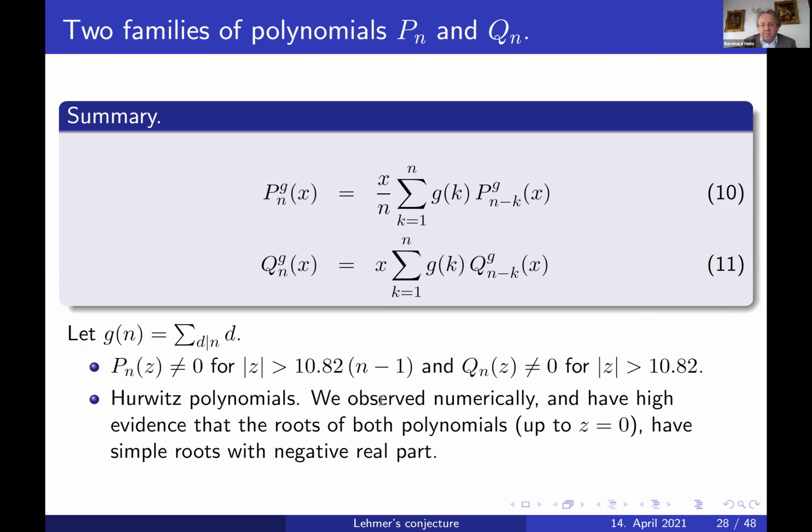And again, for both polynomials, numerically we have the Hurwitz property. That means the roots go very close to 0, but it seems to never reach it; only x equal to 0 or z equal to 0, the imaginary axis. So from that viewpoint, it's also worth looking at both these polynomials.